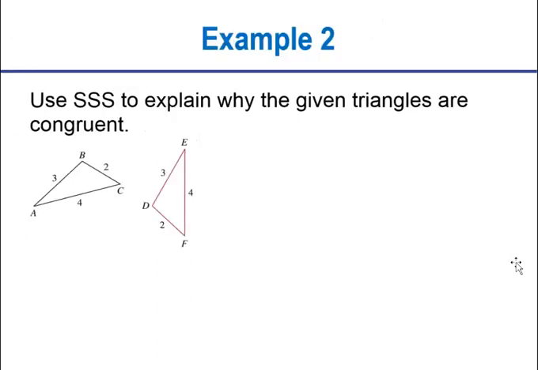So let's look at a problem. Example 2. It says use side, side, side to explain why the given triangles are congruent. And remember the other problem, we weren't trying to prove congruence. We were just trying to set up the relationship by using the proper notation. Now we're actually trying to prove congruence, and since we have a theorem that says we can use just the three sides, I believe we've got it, right? Can we show that these three sides are congruent? It's like, sure we can.